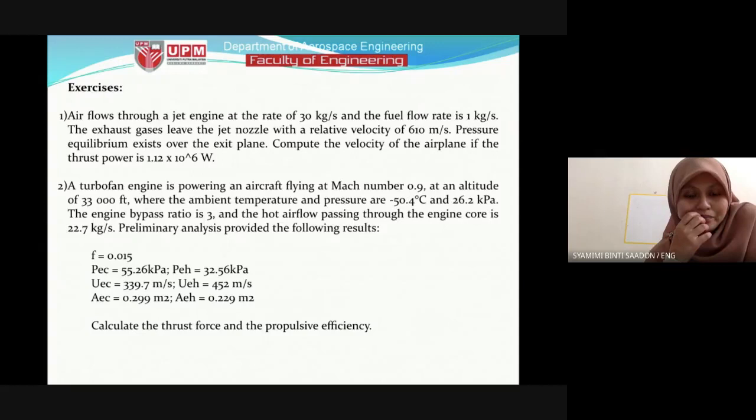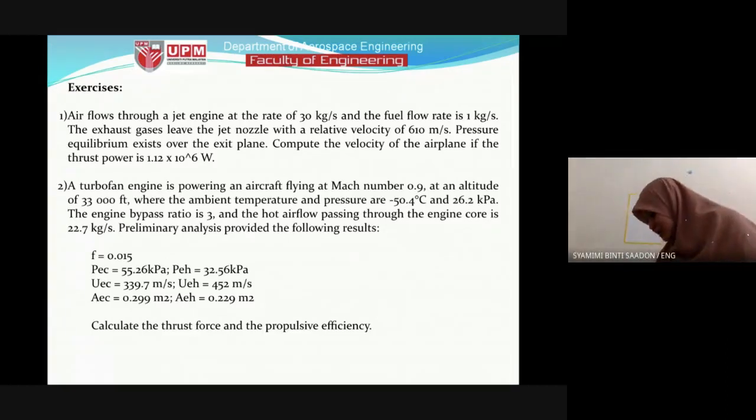And then the area is a little bit different: 0.299 and 0.229 meter square. So the area of the exit for the cold is 0.299, and for the hot, the area of the exhaust nozzle is 0.229.